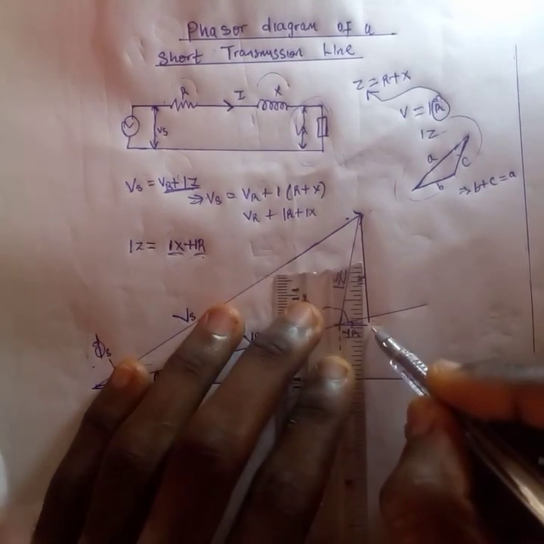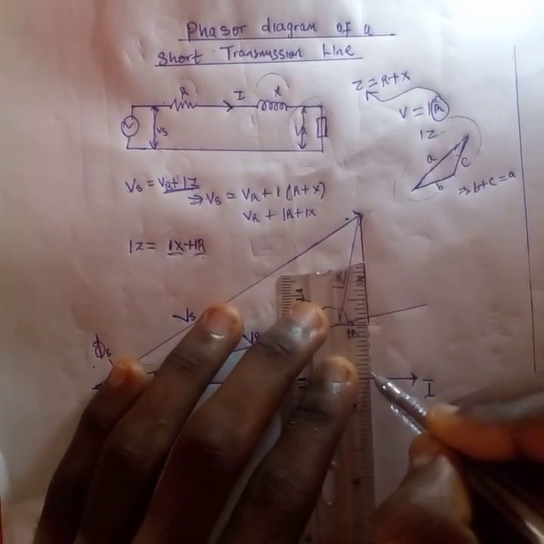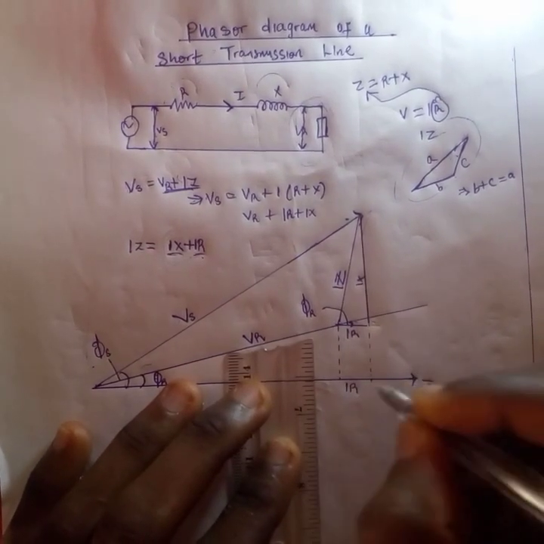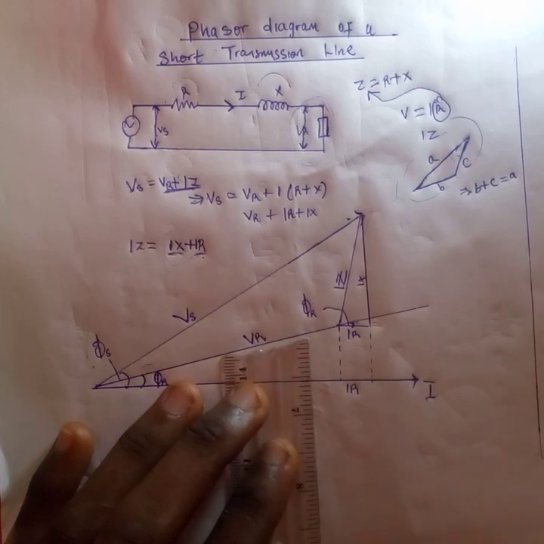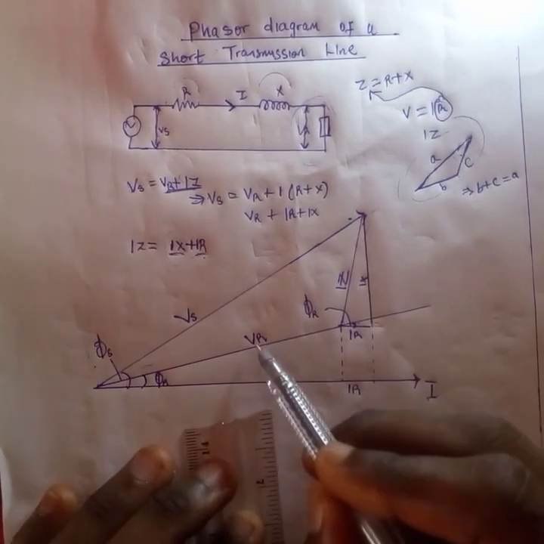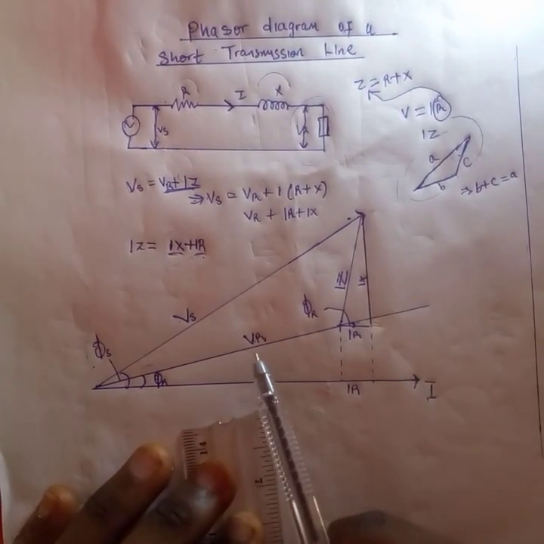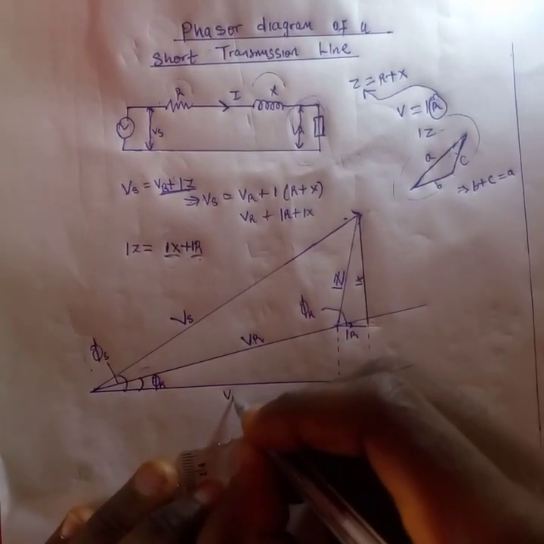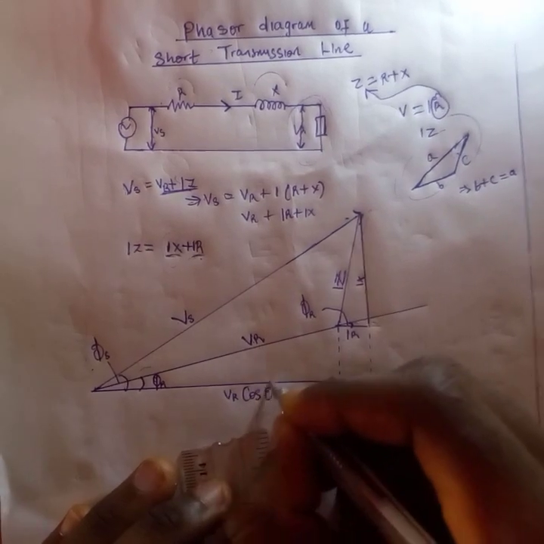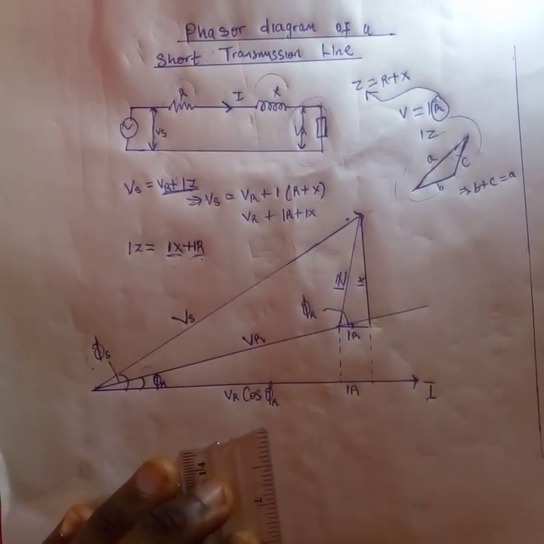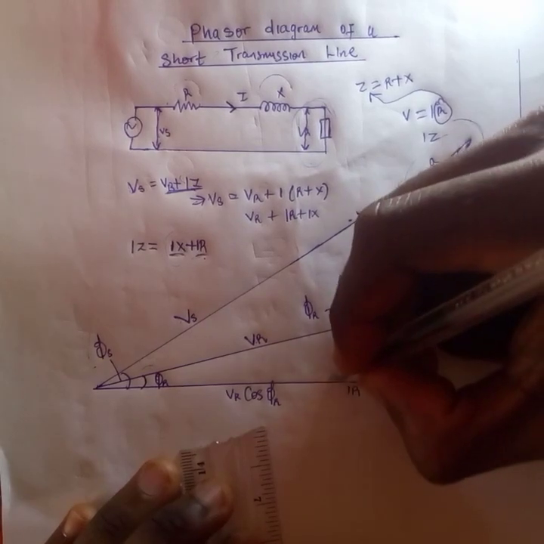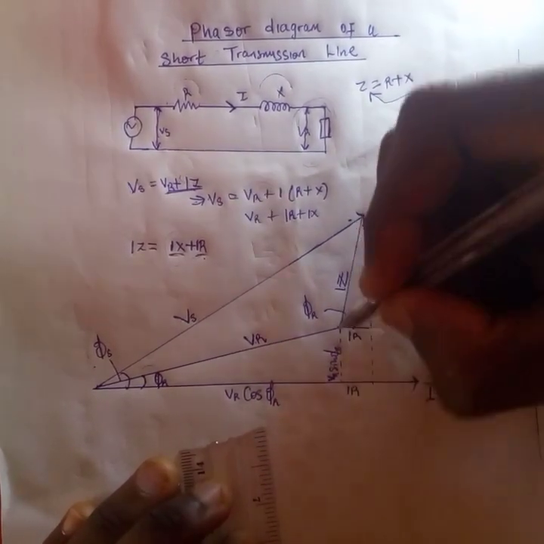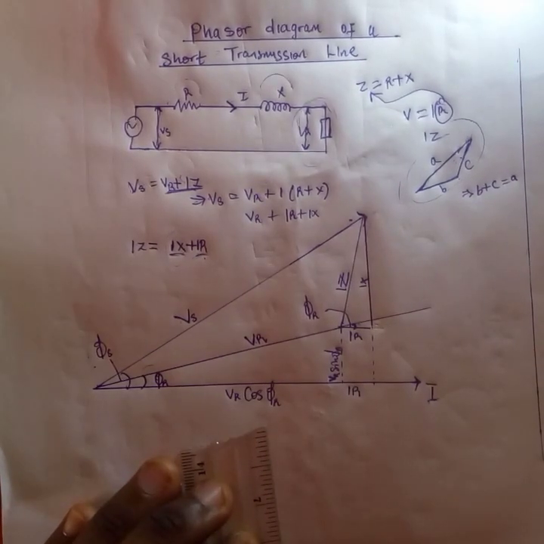if this is your first time, make sure you watch. This is Reverend Capulos on the line. You get it now? This will be IR. Now, according to vector resolution, we already know that when we are resolving a vector to the horizontal, we have the cos of that vector. So this becomes VR cos phi R. And when we are resolving vectors to the vertical, we have the sine of that vector. That will be VR sine phi R. Is it not? All right.